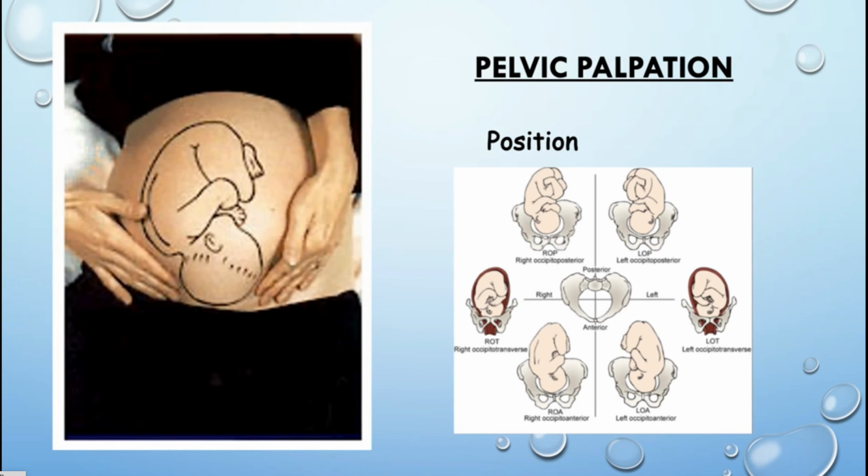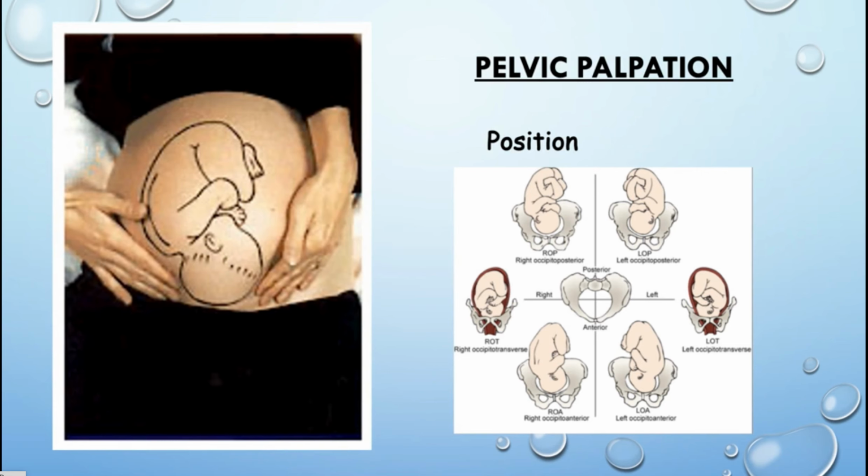So we're looking for a spine to be like a nice smooth edge. So we look at where the spine is in relationship to the pelvis. If, when you're palpating the mother, you can feel the spine uppermost, so the smooth area uppermost, you know that that occiput is anterior.